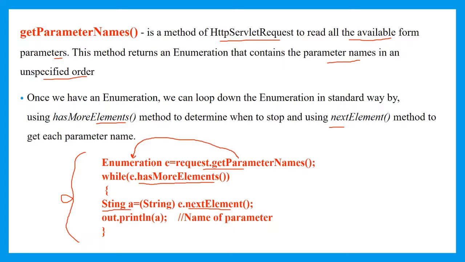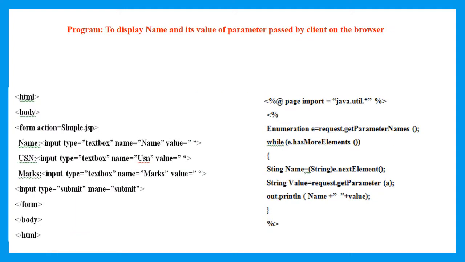Then another method we are discussing under the request is the getParameterNames method. Already we have discussed it in the previous slide. Here, how are we going to make use of the getParameterNames method in JSP. We are discussing a program to display the name and its value of the parameters passed by the client on the browser.